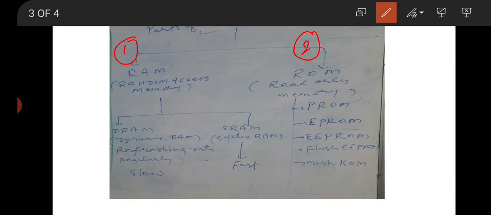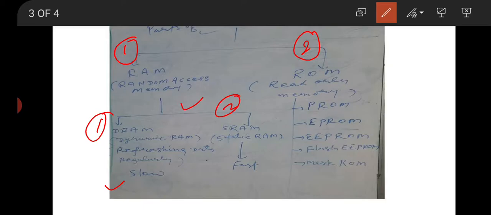There are two types of RAM. The first one is dynamic RAM, the second one is static RAM. Dynamic RAM requires continuous, regular refreshing of data. That's why dynamic RAM is slow in comparison to static RAM, because in dynamic RAM the data is regularly refreshed.